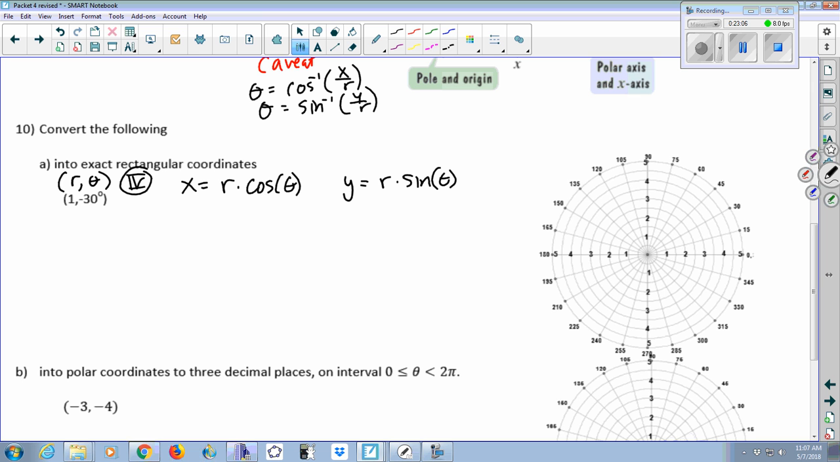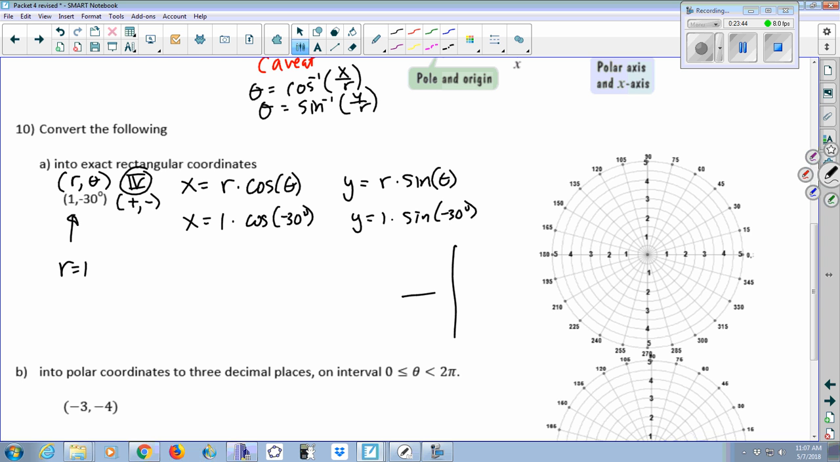So just as a little reminder to yourself, you should be getting an x coordinate that's positive and a y coordinate that's negative when you do this, right? Since you're in the 4th quadrant, your x value is positive, your y value is negative, just in case you make a little baby mistake. All right, so we got to figure out what r is. Well, r is given to us. It's 1. That's cool. So we get x equals 1 times the cosine of negative 30 degrees, and y equals 1 times the sine of negative 30 degrees.